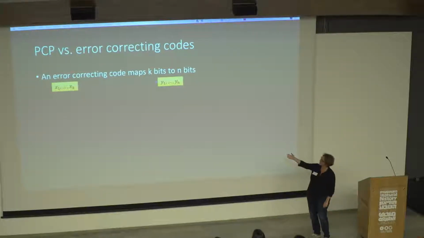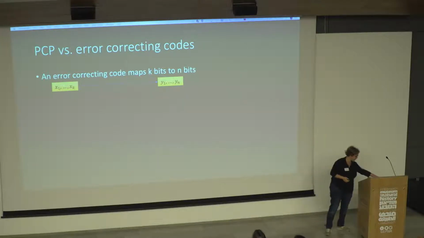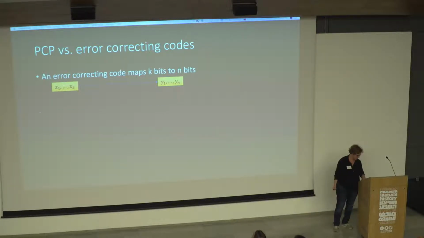An error-correcting code is an algorithm that takes k bits and outputs n bits. These are my bits here, and then they are moved to n bits. And this transformation introduces robustness, so you can recover even if there are some errors.